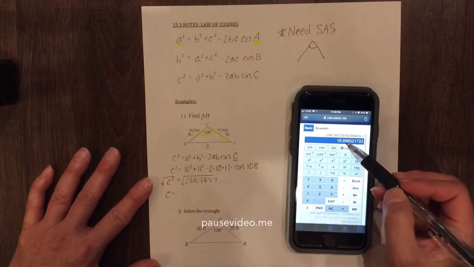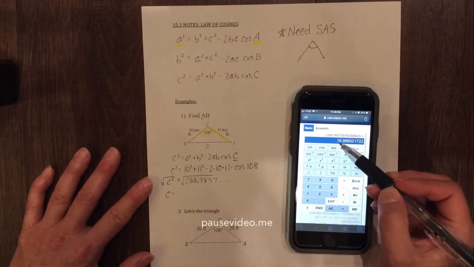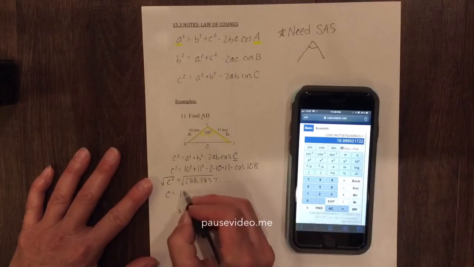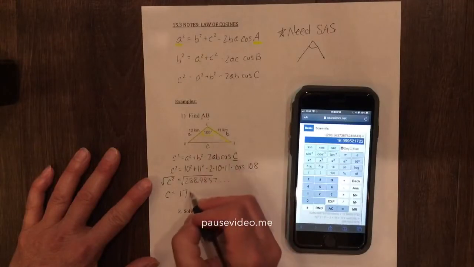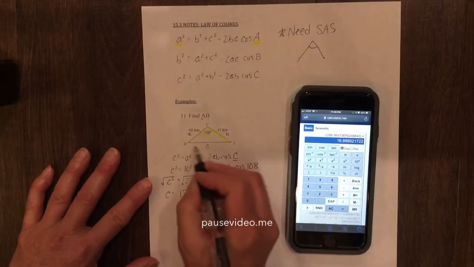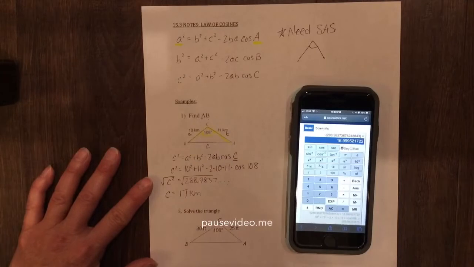What happens if I have a 9 there? That'll go up, which causes that to go up. So C is 17. And yeah, it's always nice if we label it. We are in kilometers. And that is the measure of side C. Guys, that's all there is to it. Okay? It is really pretty much, can you use these formulas?